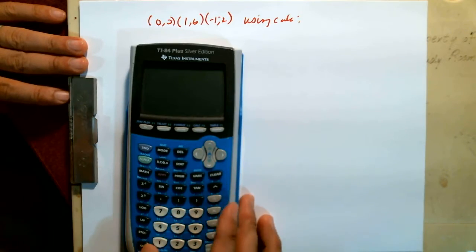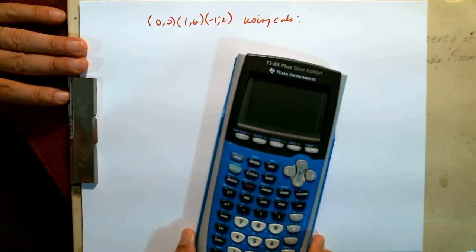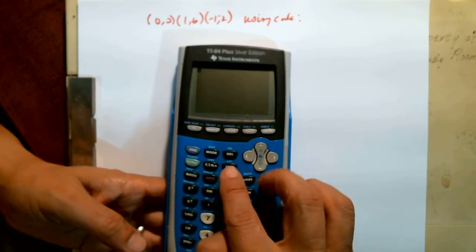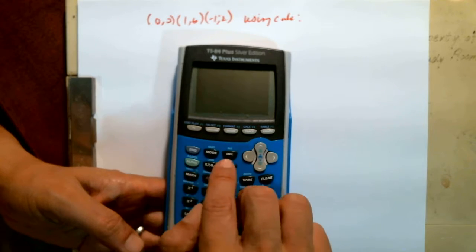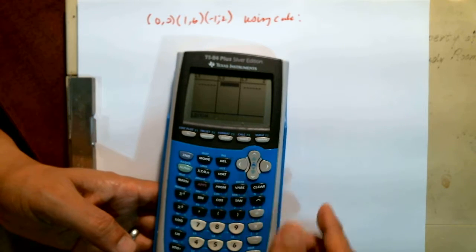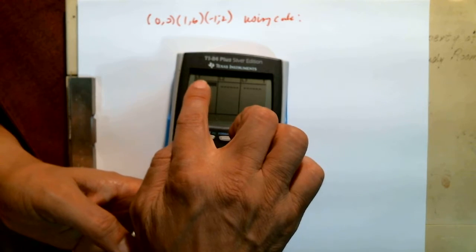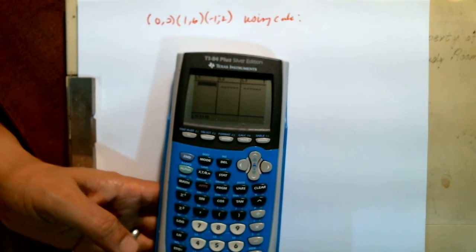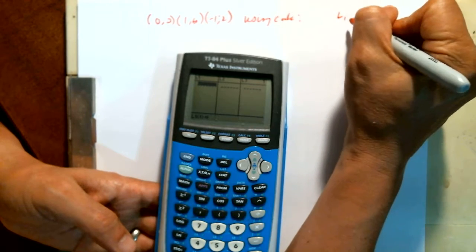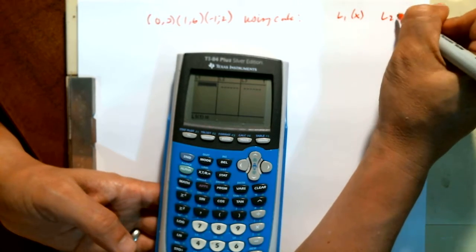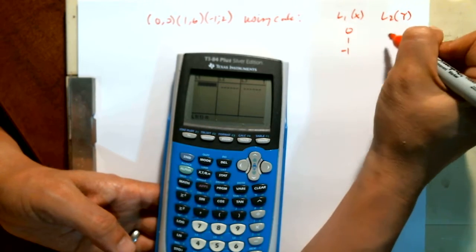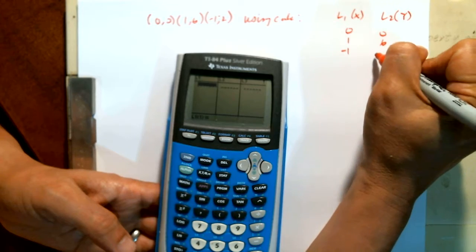First thing I want to do is turn it on. There it is right there. And then I'm going to make a list. So I go to stat right here. I'm going to create and edit these stats. That's L1. List 1 is your x value. L2 is going to be your y value. So list 1 is 0, 1, -1, and list 2 is 0, 6, -2.